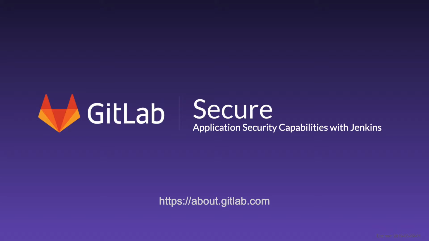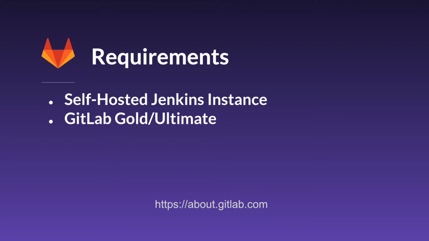This tutorial will be very useful if you are currently migrating from Jenkins to GitLab and want to know how to minimize impact while keeping your application as secure as possible. This tutorial will use a sample project linked in the description. This tutorial requires a self-hosted Jenkins instance, as well as GitLab Gold or Ultimate.